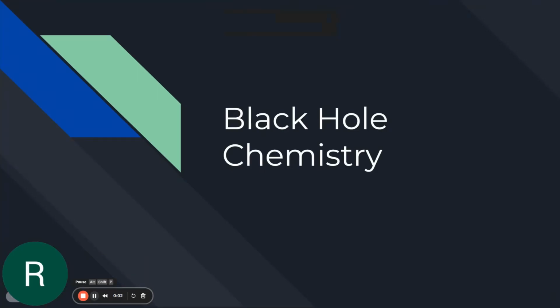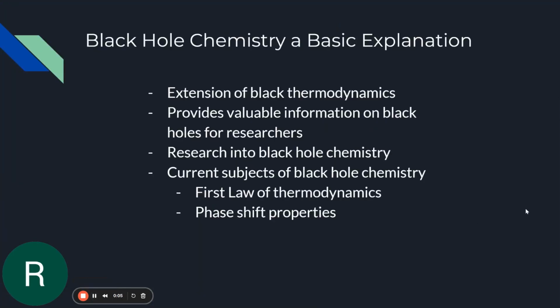Black hole chemistry, also known as the extended black hole thermodynamics, applies thermodynamic concepts to black holes. Understanding black hole chemistry is valuable since it allows researchers to study the behavior of black holes and provides insights into the physics of black holes as well. Research into black hole chemistry right now is focused on holographic black hole chemistry, observing the mass of black holes through the enthalpy of black holes and the phase transition of black holes. Current information on black hole chemistry includes the extended first law of thermodynamics and the phase shift properties of black holes.